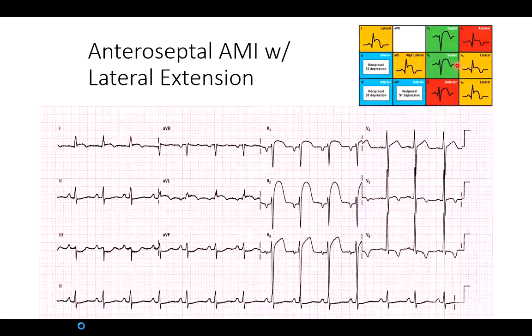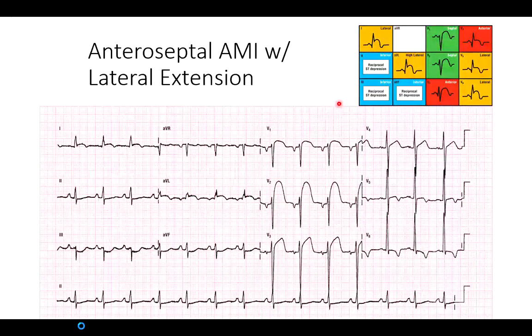Oh, wait a minute. Okay, wait, look. It's also with lateral extension. Look over here. Oh, yeah, look. See, we have some elevation here. It's high lateral, in fact. We have some extension here. So we have an anteroseptal MI with lateral extension or high lateral extension in this particular example.